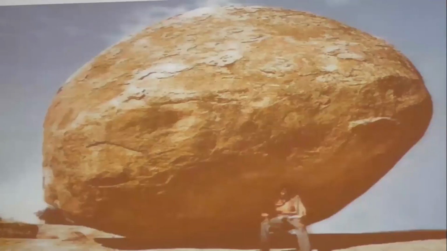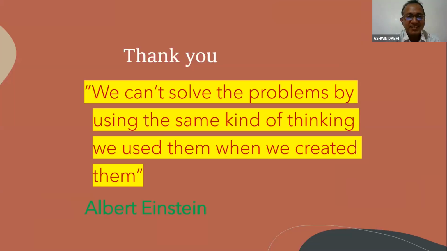So malnutrition is a huge challenge, and it's not the job of one person. All of us have to collectively fight this dreaded situation. I just want to end my presentation by quoting a famous sentence by Albert Einstein, who believed that we cannot solve problems by using the same kind of thinking we used when we created them. Thank you so much.